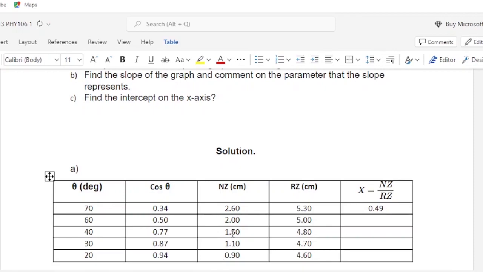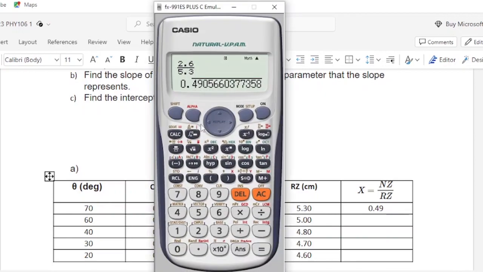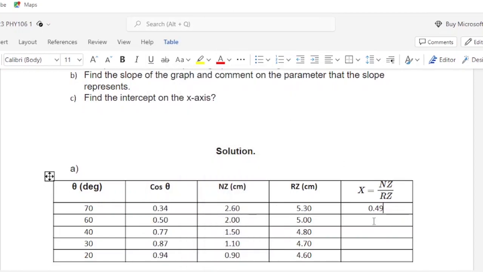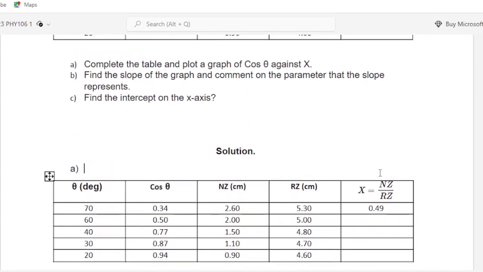For the next one, I now have 2.0 divided by 5. So I'm having 2 divided by 5, and that's equal to 0.40 in two decimal places. So that would be 0.40.